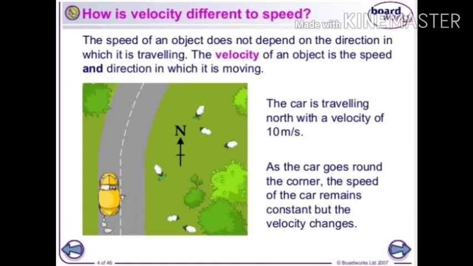How is velocity different to speed? The speed of an object does not depend on the direction, but velocity of an object is the speed and direction in which it is moving. For example, this car is traveling north with a velocity of 10 meter per second. As the car goes round the corner, the speed of the car remains constant, but the velocity changes because here the direction is changing. So velocity changes here.